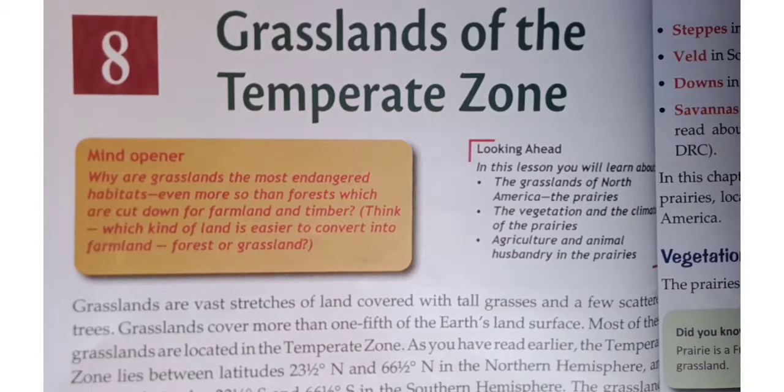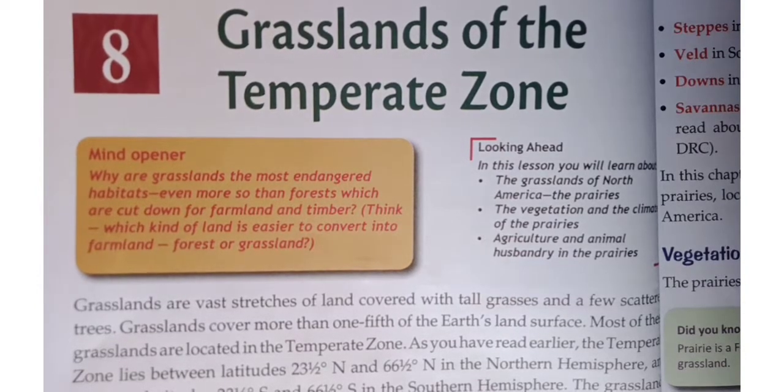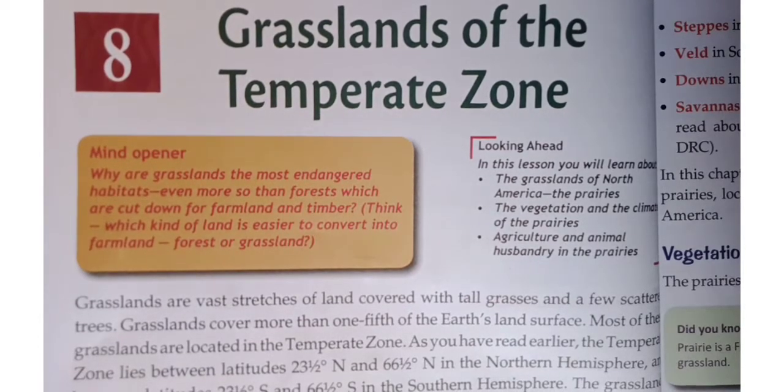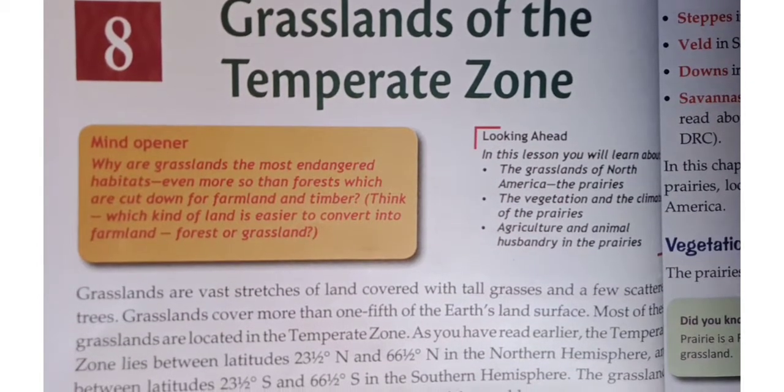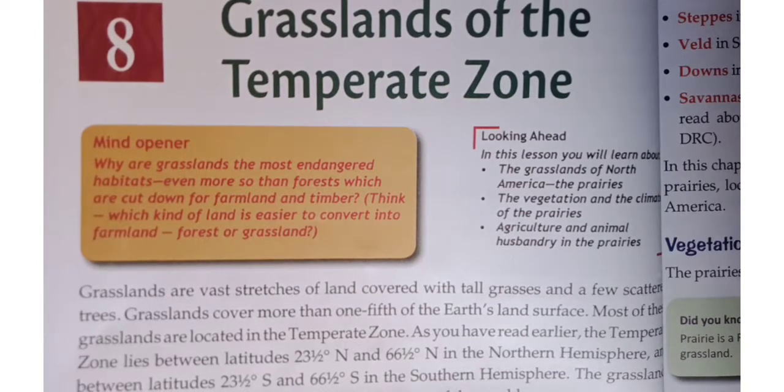Hello kids. So today let us learn about the grassland of the temperate zone. So children, what do you mean by grasslands? Yes. So grasslands are vast stretches of land covered with tall grasses and only a few trees are found in these grasslands. So in this class, we are going to learn about the grasslands in the temperate zone.